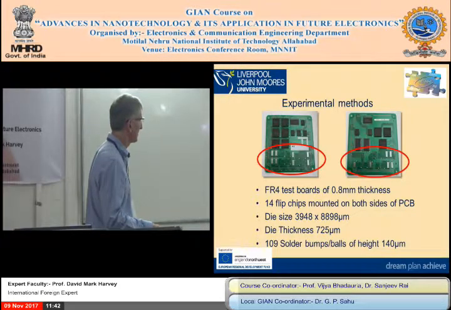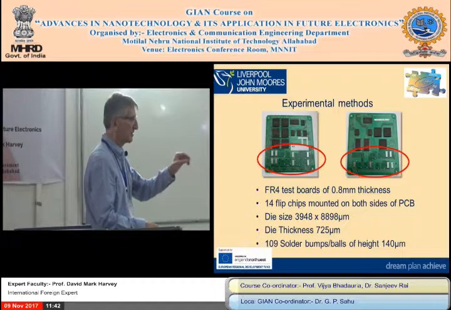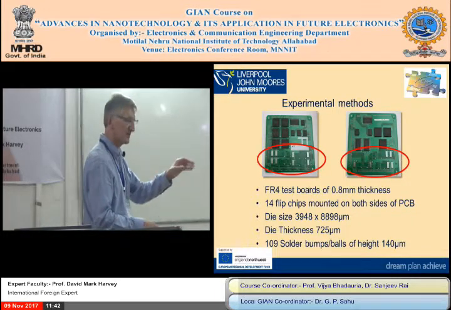14 flip chips are placed on both sides. The flip chip's quite small. If you look at the end of your little finger, it's a bit like your nail. It's just less than a centimetre by just less than half a centimetre. So quite difficult to handle. The thickness is 725 microns. It's got, say, 109 solder bumps, 140 micron height, but when they're being soldered it might reduce down a bit.